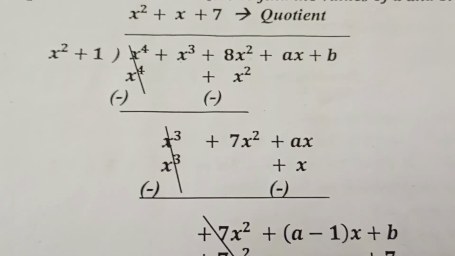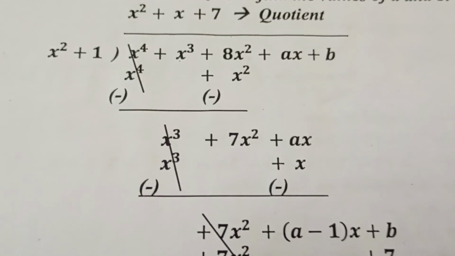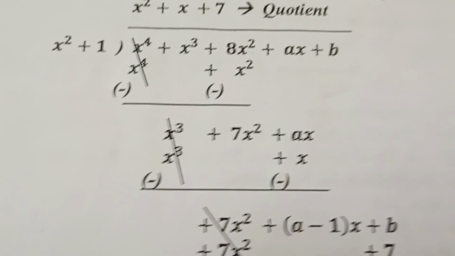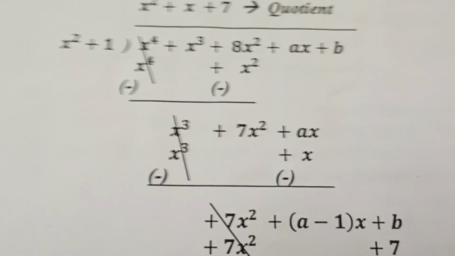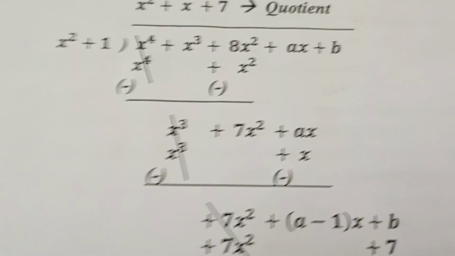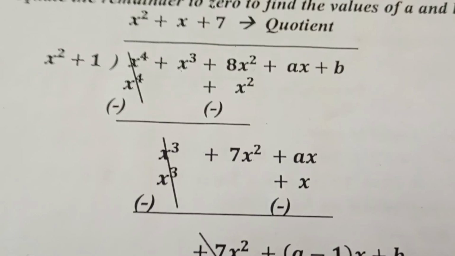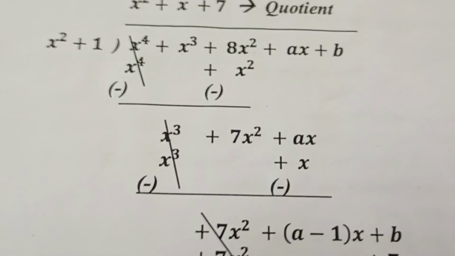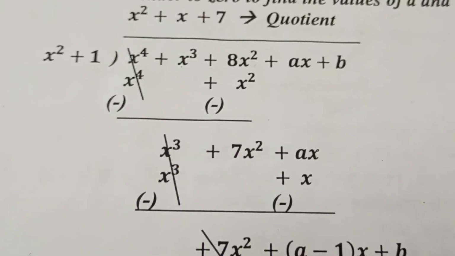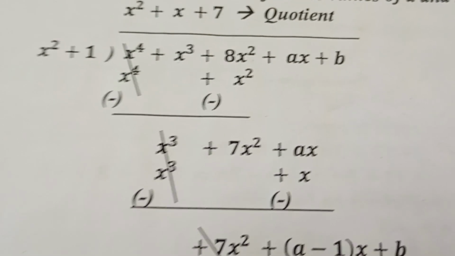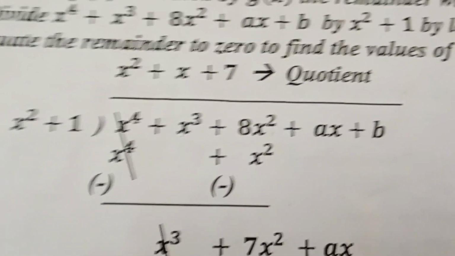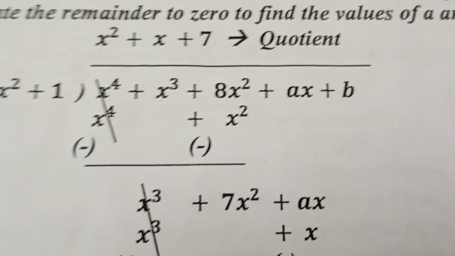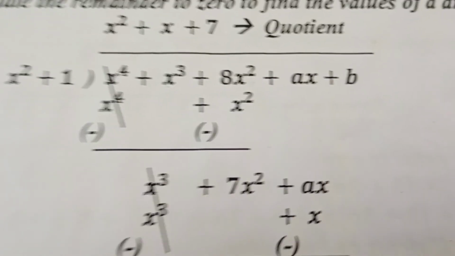We multiply x squared plus 1 by x squared, and we get x power 4. But we leave a gap there because we will not get the x cubed term here. When we multiply, we will be getting x power 4 plus x squared. 1 is multiplied by x squared, so x squared we put right under the 8x squared term. We leave a gap there because only like terms can be added or subtracted.